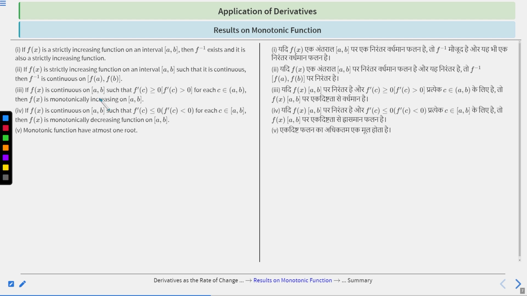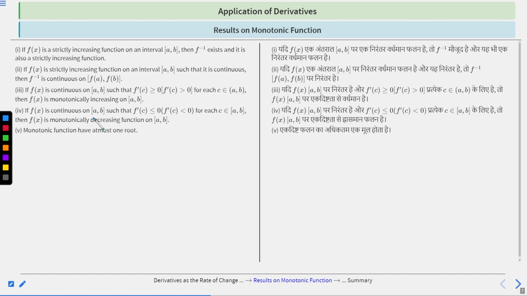Next one is if f(x) is continuous in a to b such that f'(c) is greater than or equal to 0, or f'(c) greater than 0, for each c belonging to a to b, then f(x) is monotonically increasing on a to b, right? You have to remember this.